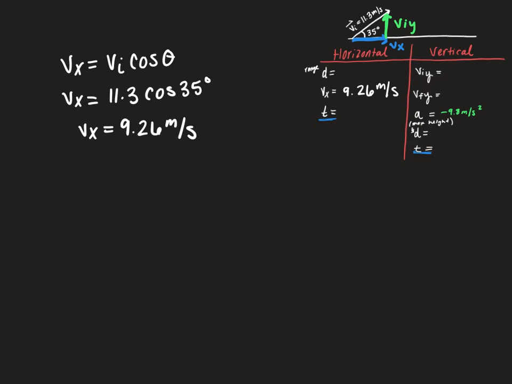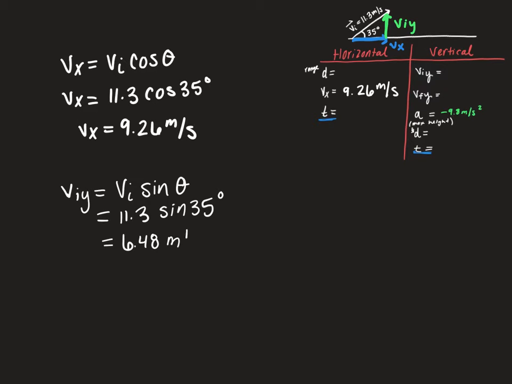All right, so then to find VIY, it's VI times sine theta. So in this case, that will be 11.3 times sine of 35 degrees. And that would equal 6.48 meters per second.